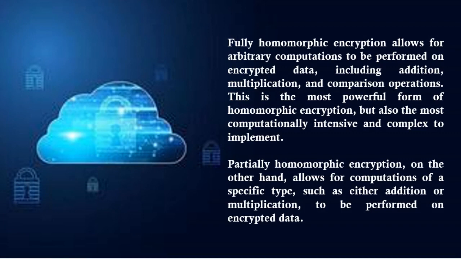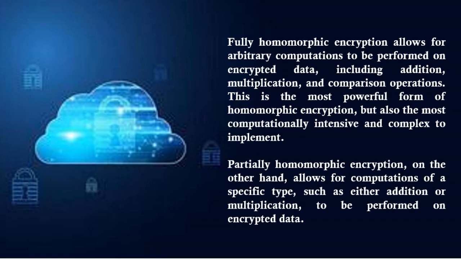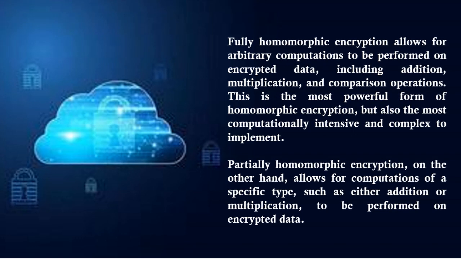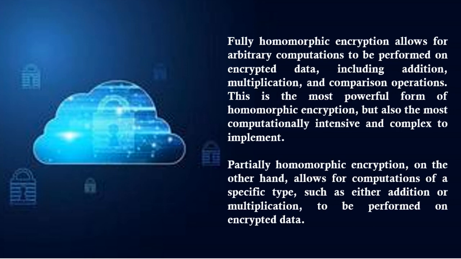Fully homomorphic encryption allows for arbitrary computations to be performed on encrypted data, including addition, multiplication, and comparison operations. This is the most powerful form of homomorphic encryption, but also the most computationally intensive and complex to implement. Partially homomorphic encryption, on the other hand, allows for computations of a specific type, such as either addition or multiplication, to be performed on encrypted data.